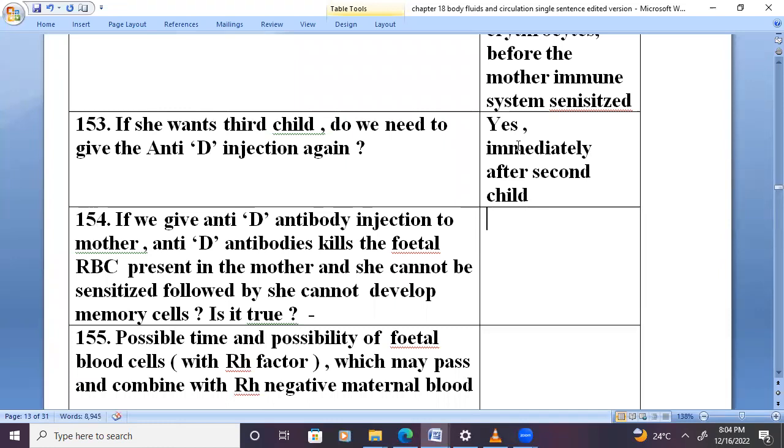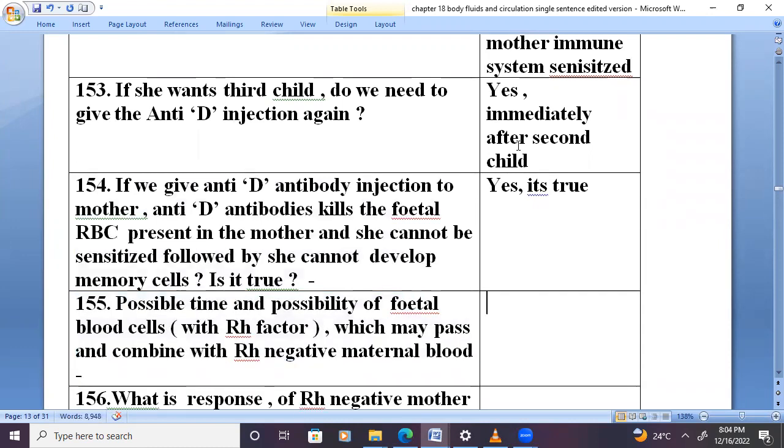If we give anti-D antibody injection to the mother, the anti-D antibodies kill the fetal RBC present in the mother and she cannot be sensitized, so she cannot develop memory cells. Is it true? Yes, it's true. There is a possibility of fetal blood cells with Rh factor passing and combining with Rh negative maternal blood.